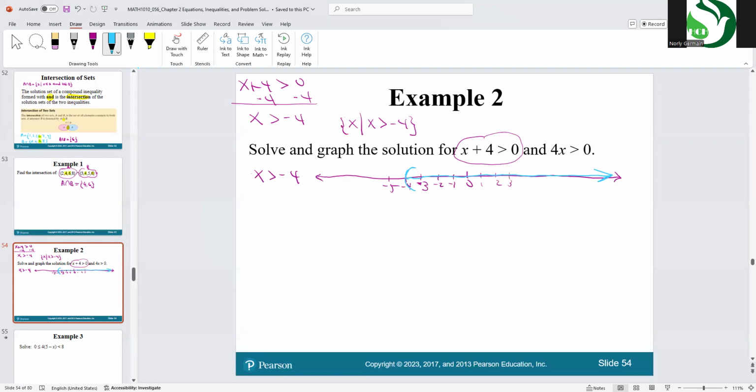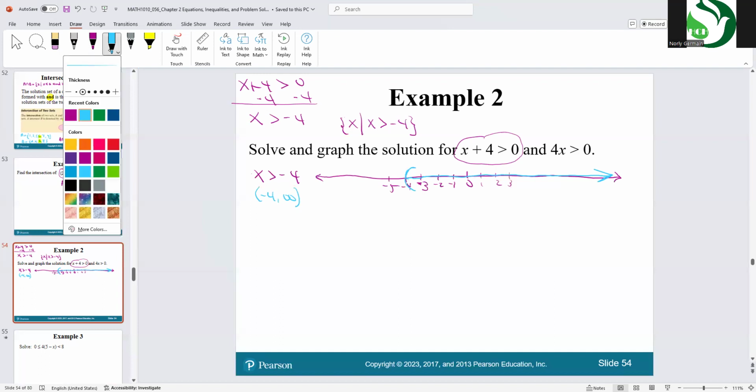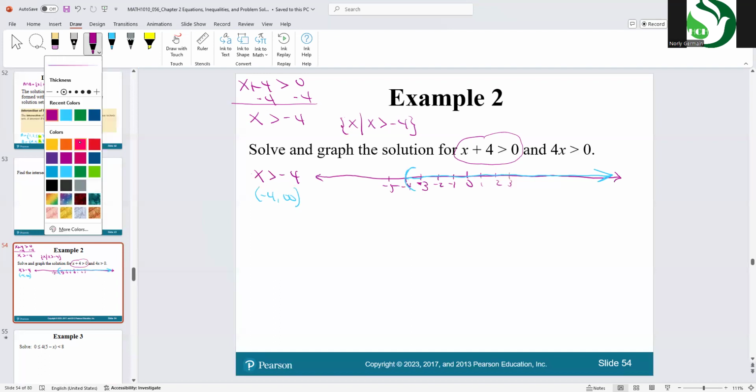So that would be the solution. If you want to write the solutions in different ways, we know the answer would be -4 to infinity. So that's the answer for the first one. Now, if you look at the second exercise, what's going to happen if we go with the green?